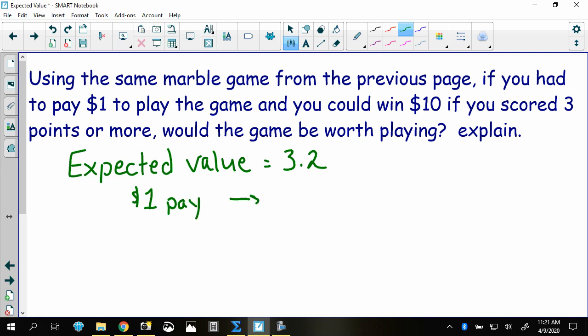but we can get a $10 payout, which would be a net score of $9, because we have to think about the fact that we had to pay $1, so we're still losing that dollar that we paid, but we earn $9 payout. Okay, yes, this would be worth it because it's expected that we would get that $9 payout because our expected value is greater than 3.